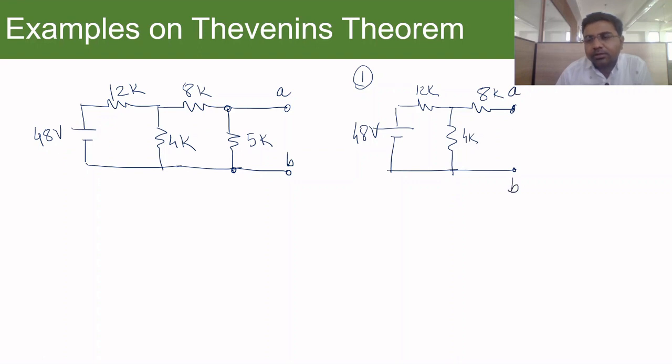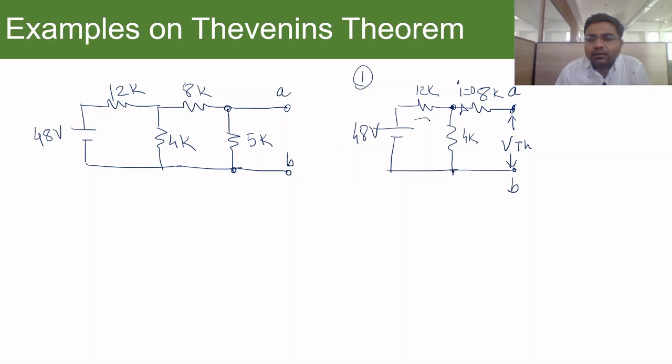So this will be like this. I am looking for this voltage. This voltage is known as V Thevenin. Now you have noticed that these terminals are open, so the current through this is 0. So whatever potential is available at this point will be the same as the potential available at A. So in short, we have to find the voltage across the 4 kilo ohm resistor.